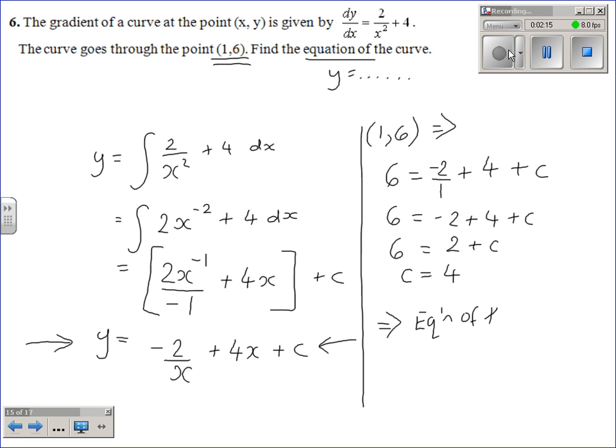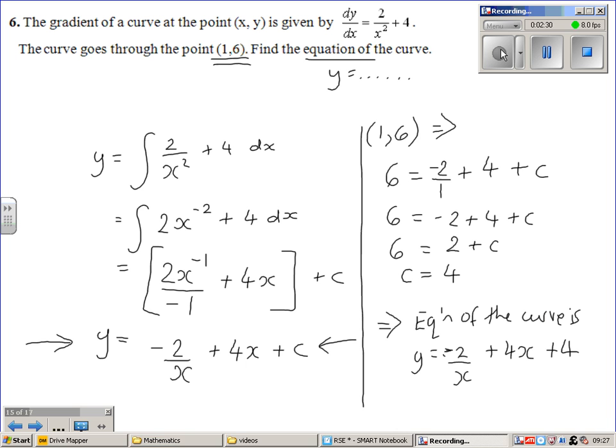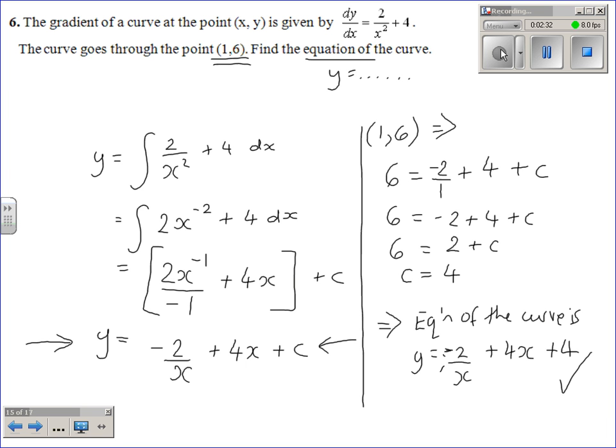of the curve is, and we've got y equals negative 2 over x, so that's a negative there, plus 4x plus 4. And at that point you're done. Unlike me, make sure that looks properly like a negative. Okay, right.